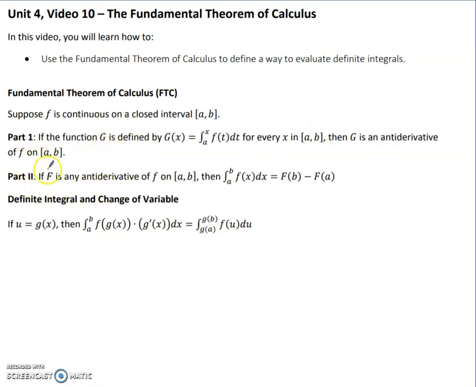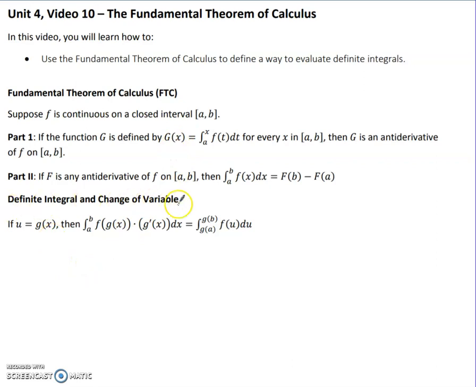Part two says if F is any antiderivative, then, and this is the heavy part that we use a lot, the integral of f(x) dx is the same as what you would get when you plug in b to F, minus what you get when you plug in a to F. So remember, F is the antiderivative. So we're saying if you took the antiderivative first, F, and then plugged in b, which is the upper bound, minus the lower bound, then you would get the same thing as the integral.